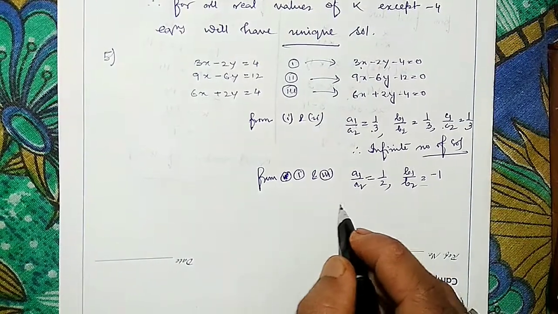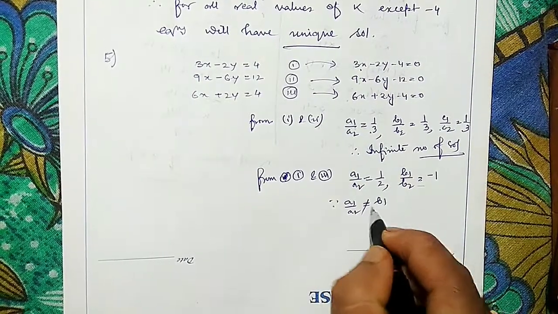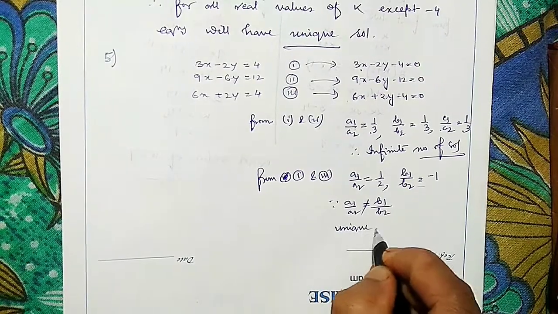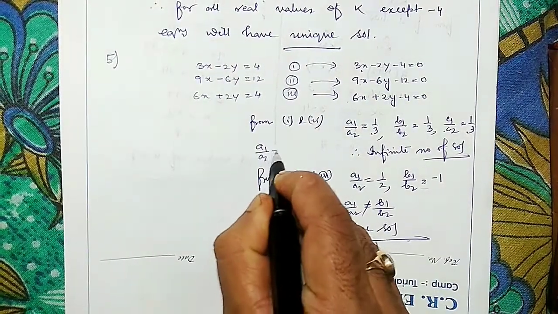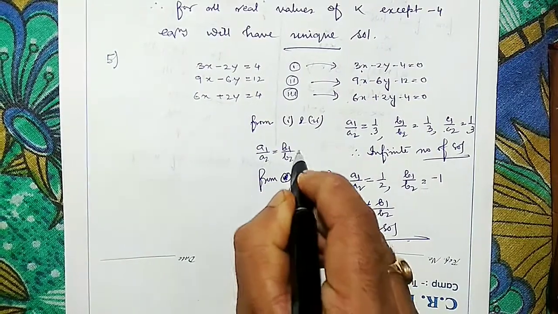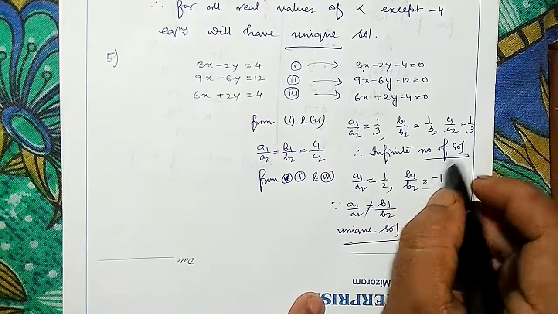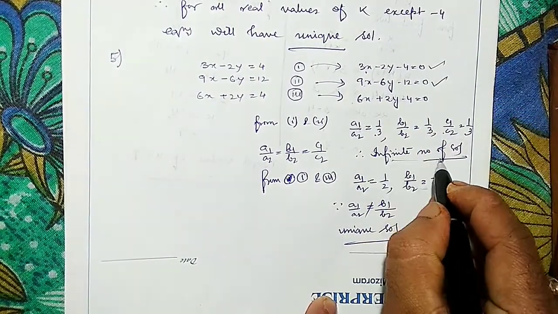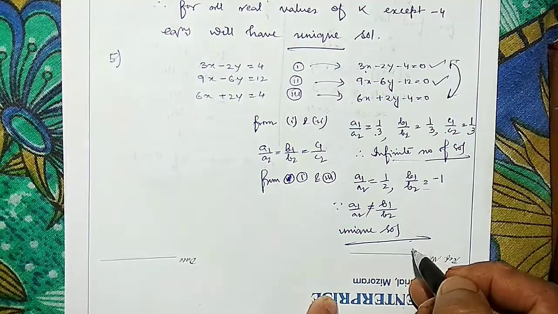Therefore, you can write here, since a1 by a2 not equals to b1 by b2, this will give you a unique solution. And in this case, since a1 by a2 equals to b1 by b2 equals to c1 by c2, therefore it will have infinite number of solutions. So the first one and the second one, if you consider, they are going to give infinite number of solutions, and the first and third, if I consider, I am going to get a unique solution.